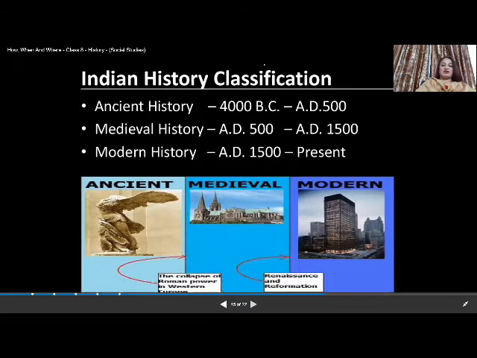Indian history classification. Let's see how historians classify Indian history. You can even make a web chart of that. Ancient history is classified as 4000 BC to AD 500. Medieval history is from AD 500 to AD 1500. Modern history is 1500 to present. In 6th class, you read about ancient history. In 7th class, you read about medieval history. And in 8th class, you are reading about modern history.